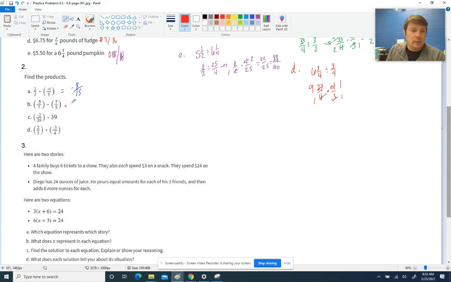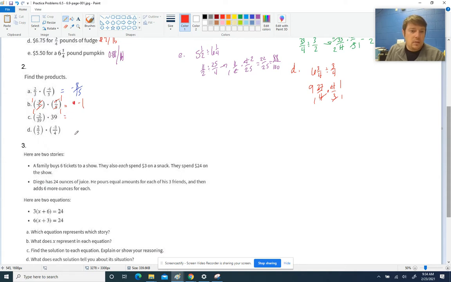Negative times a positive, once again, is negative. The 7's here will cancel to 1. And the 5's will cancel to 1. So really, this is the same as 1 times 1. So you get negative 1. You already have a negative there, negative 1.